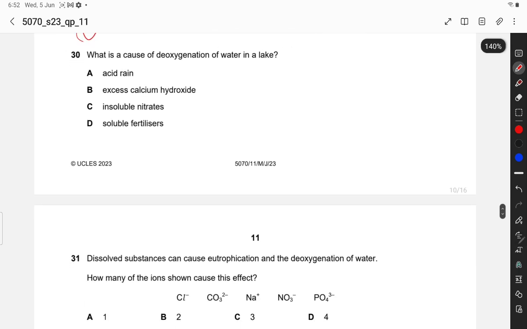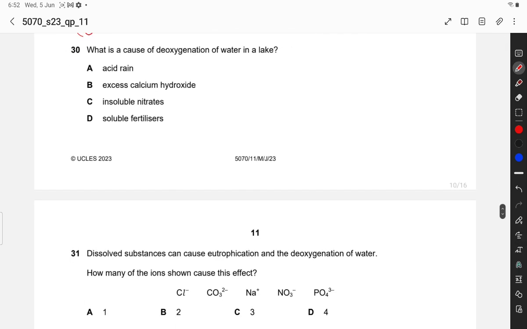What is a cause of deoxygenation of water in lakes?